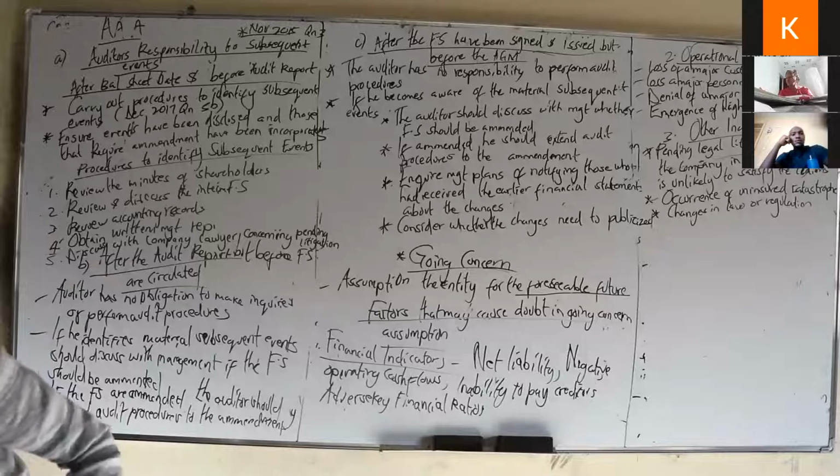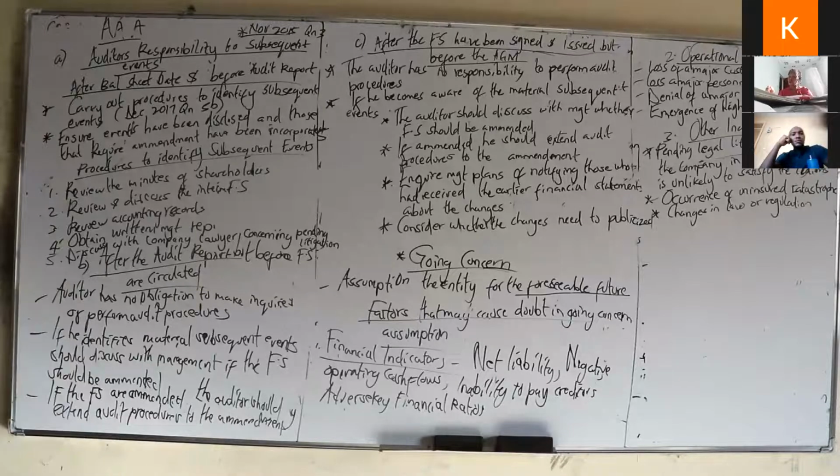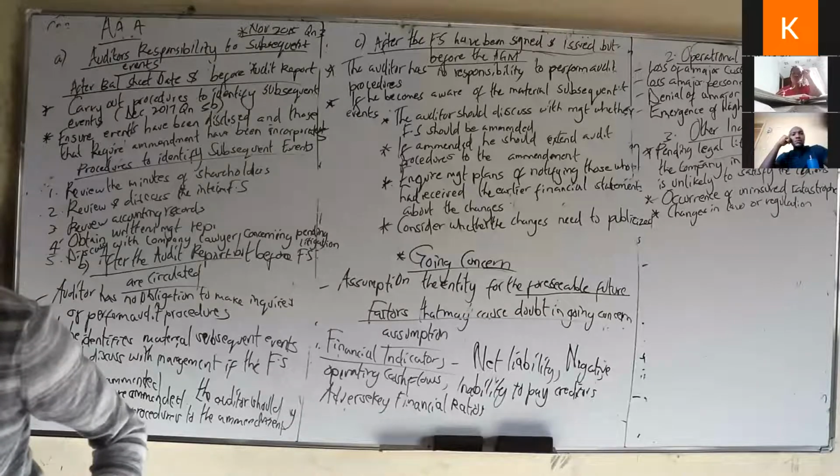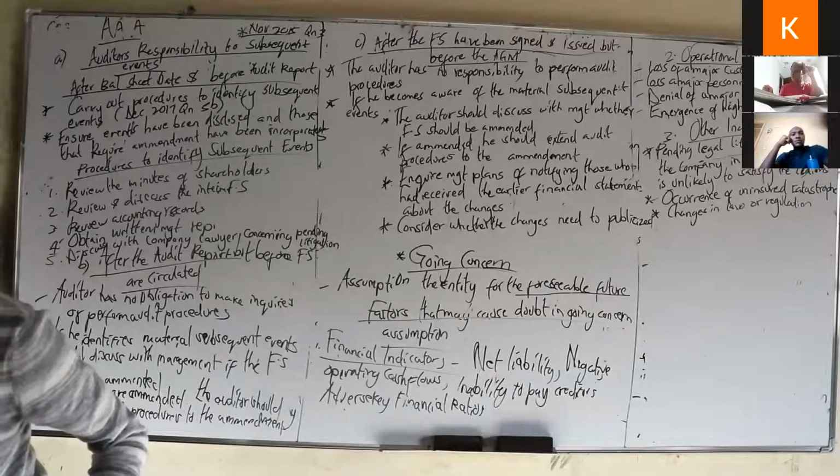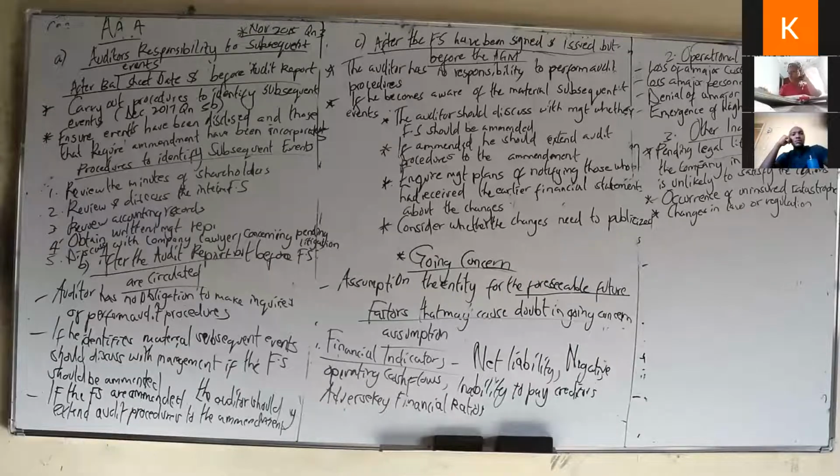So what then can an auditor do when the audit procedures are in question? The audit procedures to have when the going concern is in question. Now, you can look at November 2015, the same question paper, question 4B.